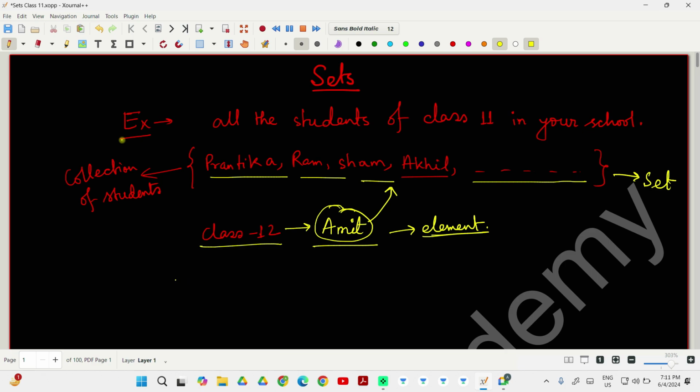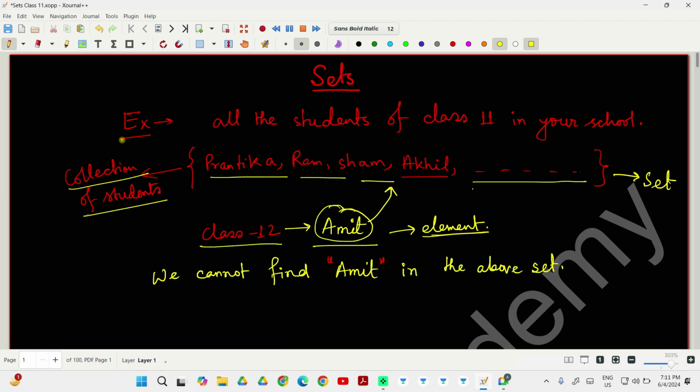So we cannot find Amit in the above set. For the time being we are calling this collection a set. This is a collection of students, and we have named it a set, and this is an element.